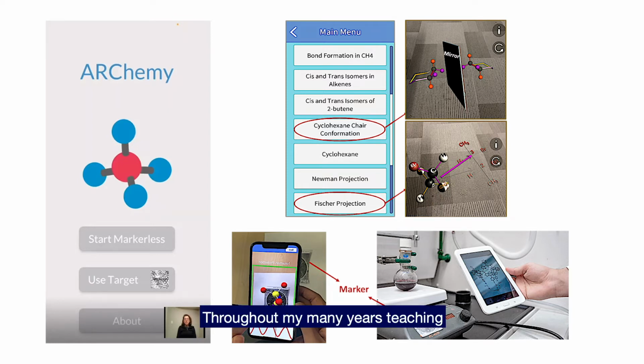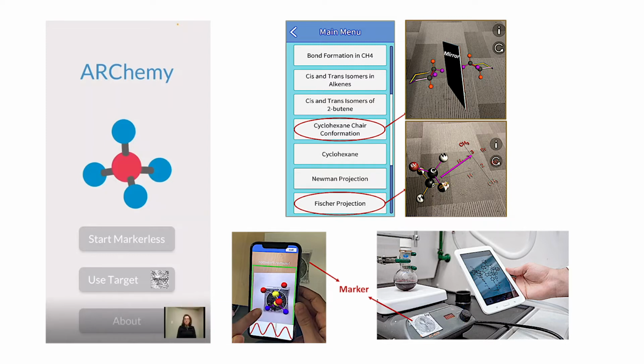Throughout my many years teaching the second-year Introductory Organic Chemistry course to hundreds of students per semester, I have found that one of the biggest challenges for students is the ability to visualize molecular structures in their true three-dimensional form in a two-dimensional space. Traditional visualization methods and techniques such as ball and stick molecular models have very limited capacity to enhance students' understanding of 3D structure and are cumbersome and time-consuming to use.